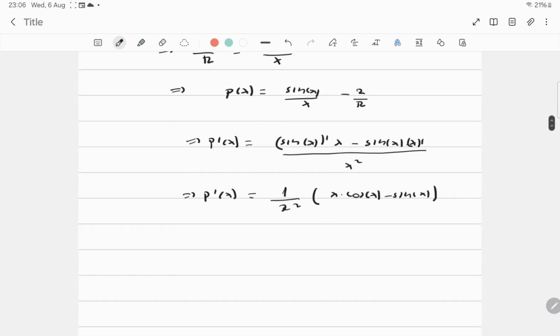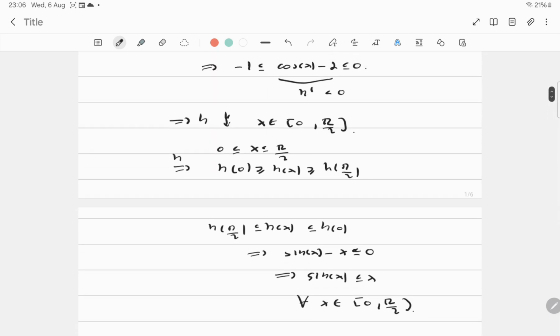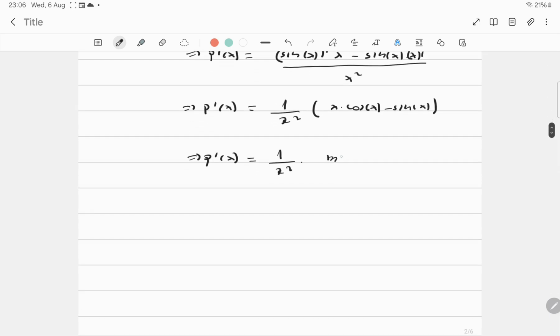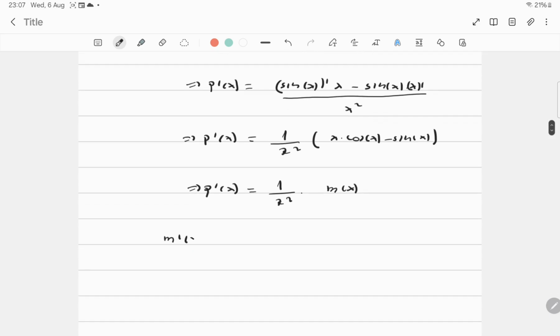So let me rewrite this derivative as 1 over x squared times m of x. I cannot determine the sign of the function. I cannot determine if p prime is positive or negative. I cannot say from here. So I have to compute the derivative of the function m. So I have to use monotonicity here.